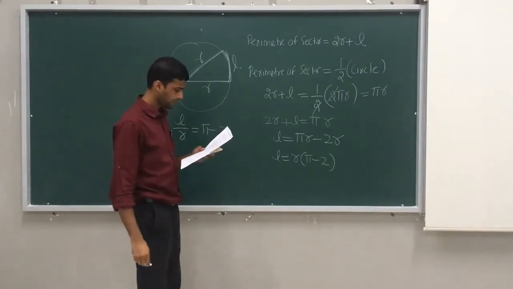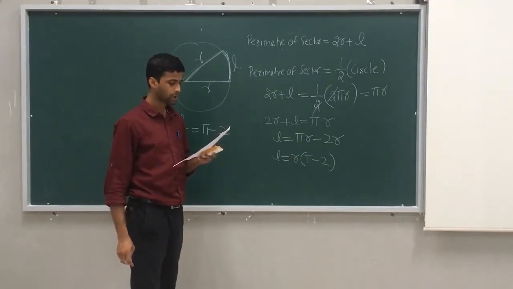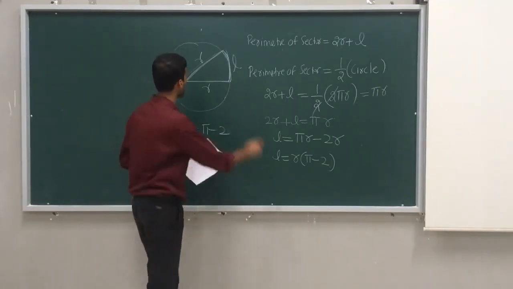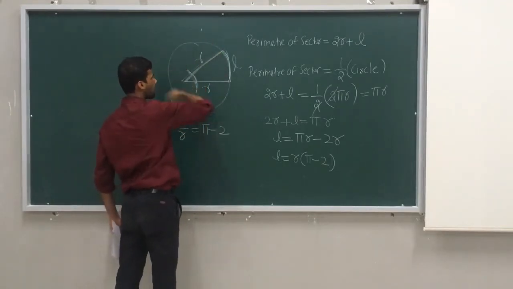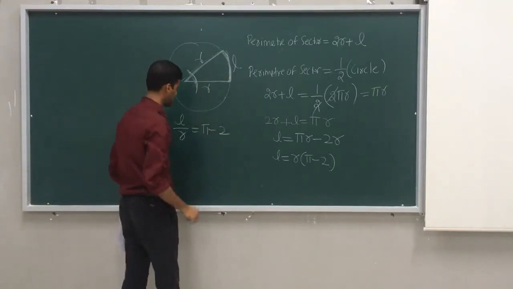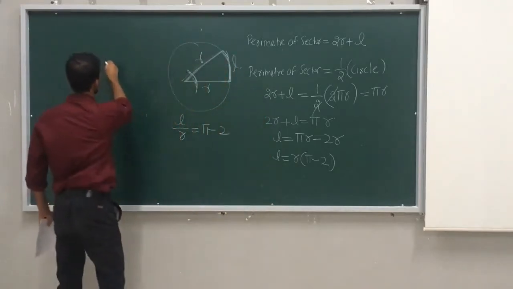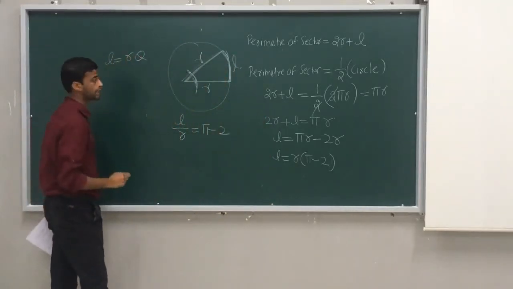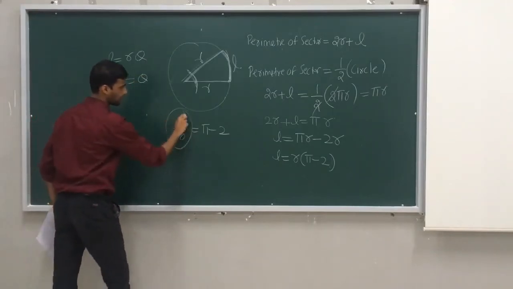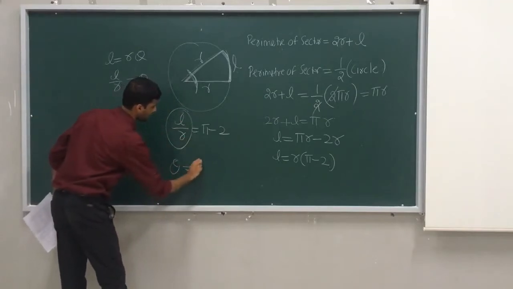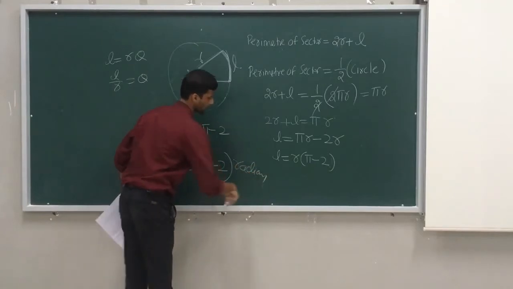What is given here? The perimeter of a certain sector of a circle is equal to half of that of the circle. Then the circular measure of the sector is asked, meaning they want the angle. We all know the angle notation is theta, and that L equals r theta. Then L by r equals theta. Therefore, theta is pi minus 2 radians.